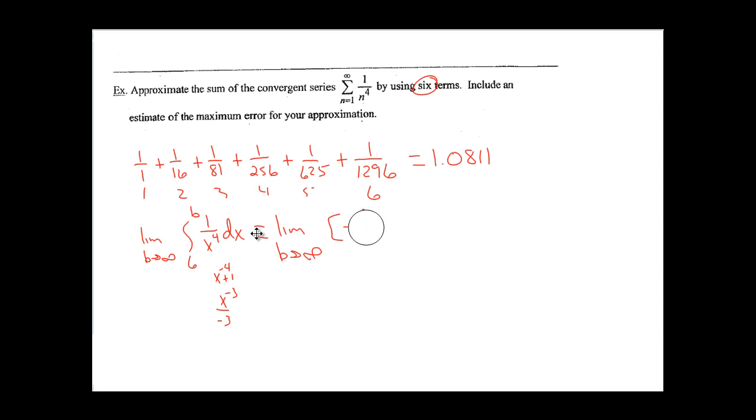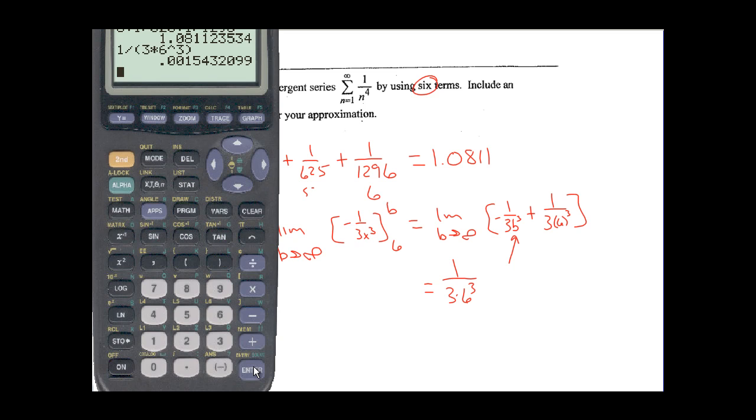Oh, nope. So we have negative 1 over 3x to the 3rd evaluated from 6 to b, which is equal to the limit as b approaches infinity of negative 1 over 3b to the 3rd minus, actually plus because it's minus negative, 1 over 3 times 6 to the 3rd. Now if we take the limit as b approaches infinity, that is going to be infinity, then it ends up being 0. So this is equal to 1 over 3 times 6 to the 3rd, 0.00154.